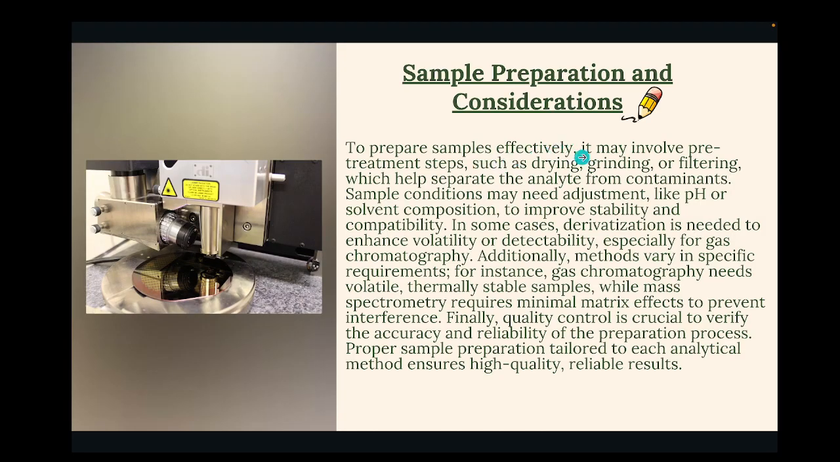To prepare the sample effectively, it may involve pre-treating steps such as drying, grinding, or filtering, which help to separate the analyte from the contaminants. Sample conditions may need adjustments like pH or solvent composition to improve stability and compatibility. In some cases, derivatization is needed to enhance volatility or detectability, especially for gas chromatography. Additionally, methods vary in specific requirements. For instance, gas chromatography needs volatile, thermally stable samples, while mass spectrometry requires minimal matrix effects to prevent interference.